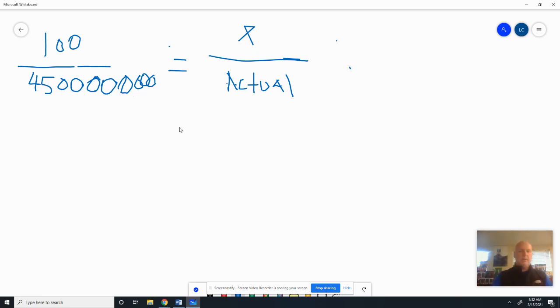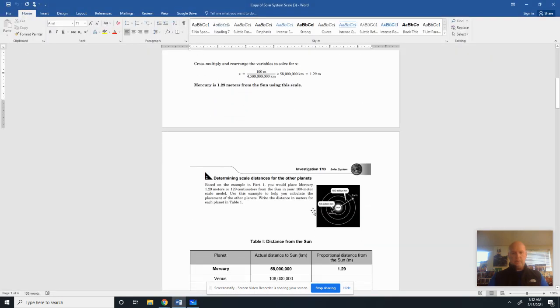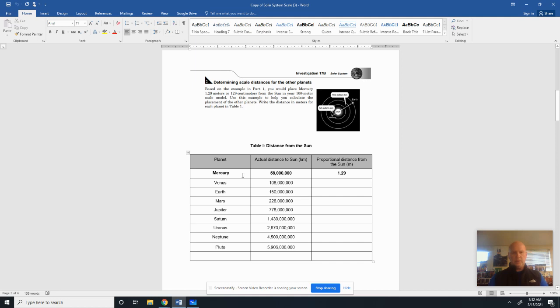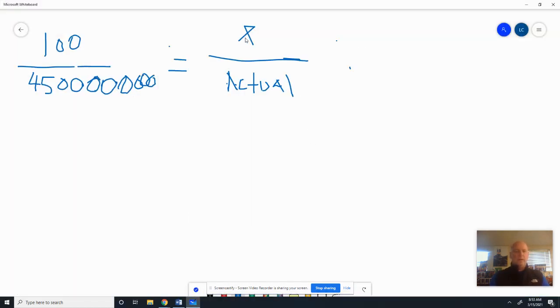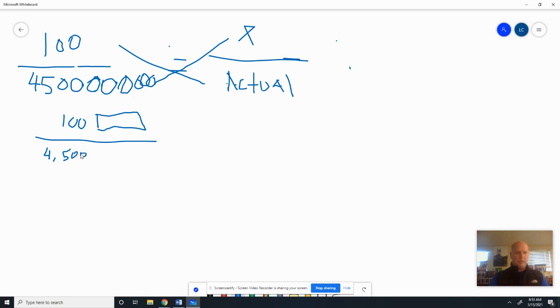You get your actuals from this graph right here. They're using Mercury, 58 million. So this is the number we want, X. If I cross multiply this, what I'm going to get is 100 times my actual, which I'm just going to represent as a box, divided by 4,500,000,000.